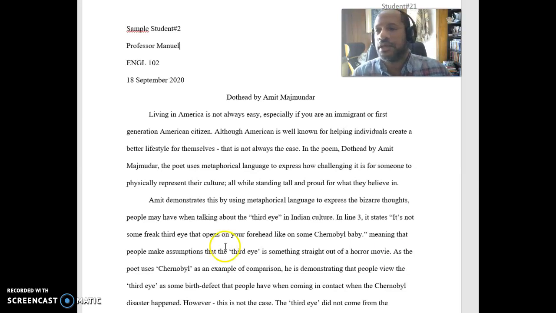So you see this is a sample student here. It is formatted correctly. You can even see, I guess, up above my head, their first name is Sample, last name is Student Number 2, right? They even have their last name, Student Number 2, and the page number afterwards. So it's all formatted correctly, which everything should be. And if you're still working on your formatting, if you're having questions about that, then you can let me know.